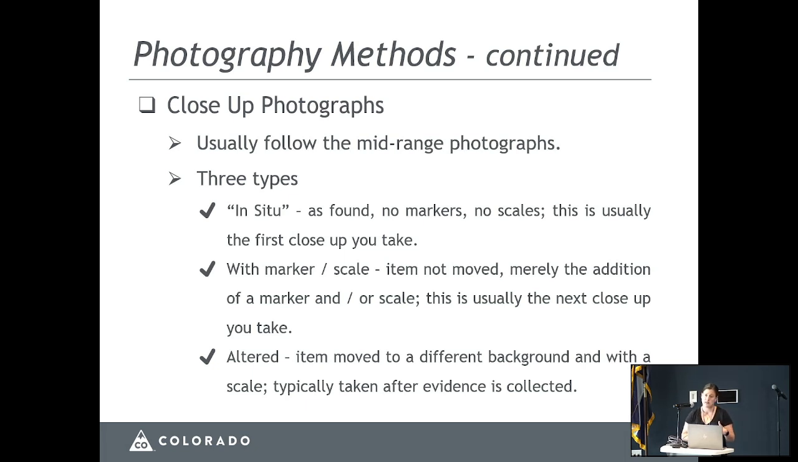With marker and scale is the next one. That's just what it sounds like. You're placing an identifier card down to identify the item of evidence in your photograph. And the last one is altered. That's when you are physically moving the item from the position that it was in to show another side of it. So if it's a firearm, you are going to photograph the firearm on the ground as is, and then with the marker, you'll then take the firearm and flip it, but you want to change the background so that the viewer knows that you have moved that firearm to a different location.